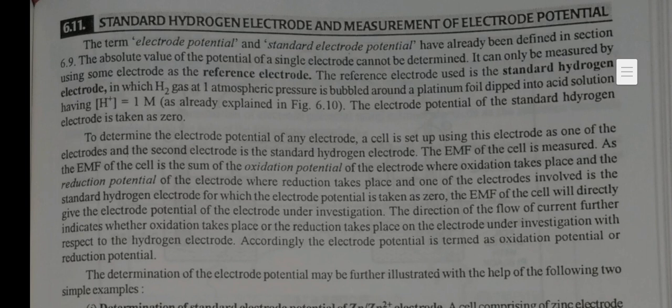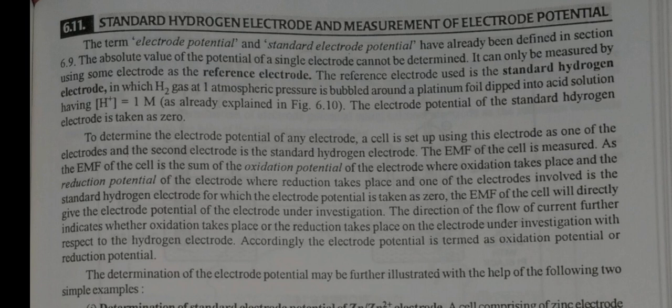Standard hydrogen electrode and measurement of electrode potential. The terms electrode potential and standard electrode potential have already been defined in section 6.9. The absolute value of the potential of a single electrode cannot be determined. It can only be measured by using some electrode as the reference electrode. The reference electrode used is the standard hydrogen electrode, in which hydrogen gas at 1 atmospheric pressure is bubbled around a platinum foil dipped into acidic solution having concentration 1 molar. The electrode potential of the standard hydrogen electrode is taken as 0.